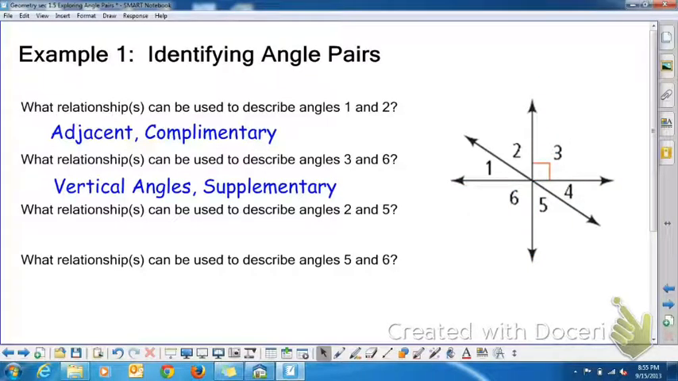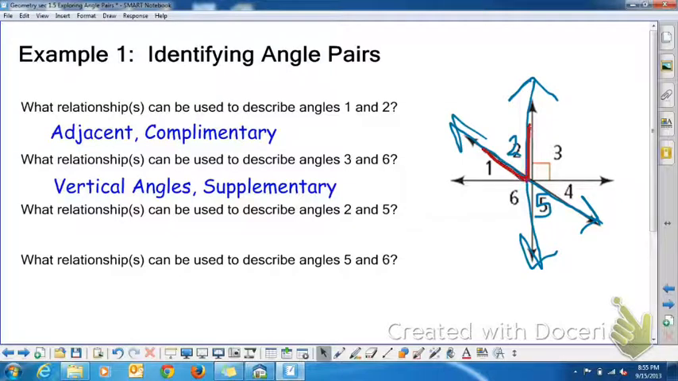Now let's talk about angles 2 and 5. What do you think they are to one another? Are they adjacent? They're not. They're non-adjacent. Do we know anything about their measures? Do we know that when we add them together they equal 90 or 180? We don't know anything about their measures. The only thing we know about angles 2 and 5 is that they are created by two intersecting lines, and therefore they are a pair of vertical angles. Vertical angles make a V, two V's when they are created.